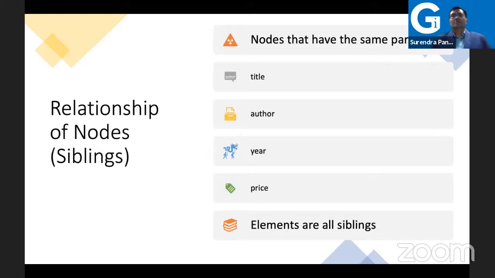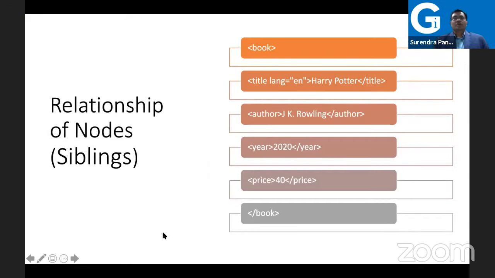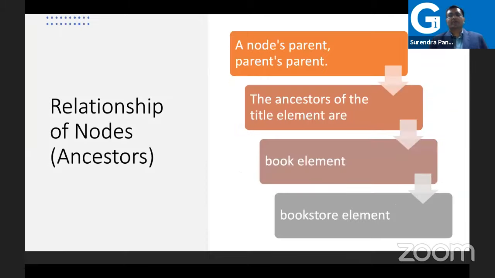Now the sibling. Siblings are nodes that have the same parent. You must have seen title, author, year, price. They are siblings. It means you have several books available. One book has the same fields like title, author, and another book also has the same fields or elements. So title, author, year, and price, all these elements are siblings. The nodes having the same parent, we call siblings. So this is an example here. These nodes like title, author, year, they are siblings.